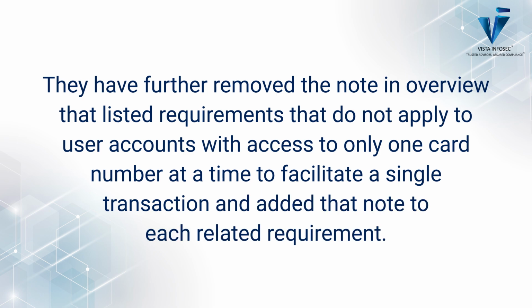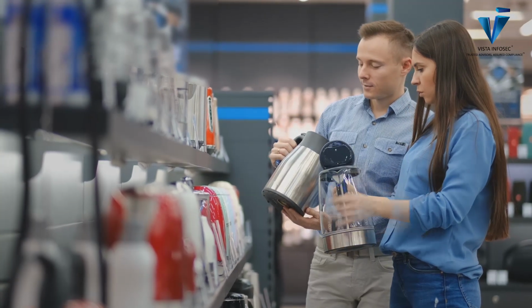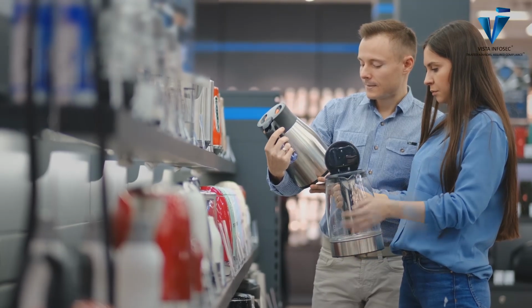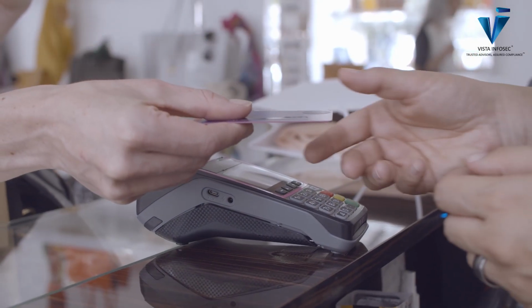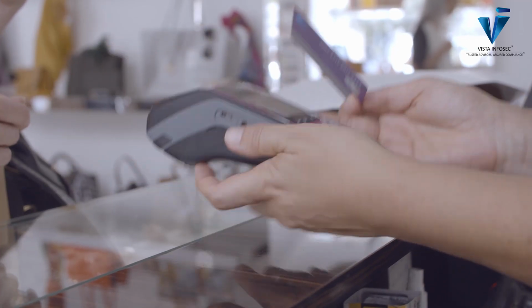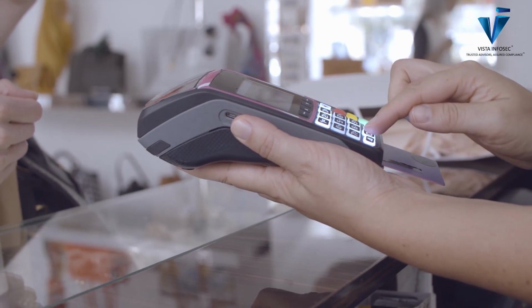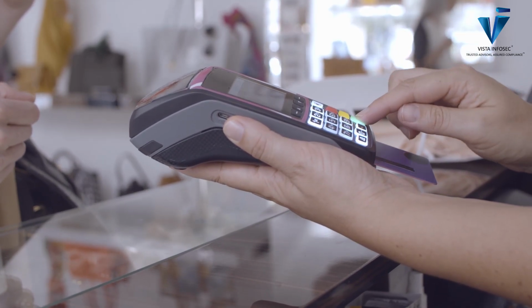Now, what does it mean? Earlier in version 3.2.1, this particular exception was written in the overview of requirement 8. But now it is written wherever applicable in requirement 8. Let me give an example to help you understand. You go to a Walmart or a store to buy something, and you give your card at the checkout counter. That person is handling only one card's data at a time. So these access control requirements, wherever the exception is provided, don't apply to the person at the checkout counter. Those are not in the purview.